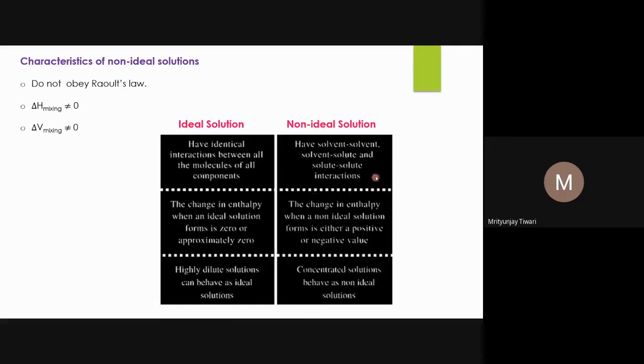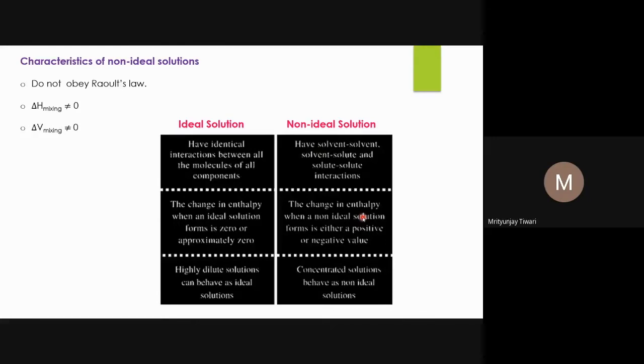In non-ideal solutions, these interactions will not be the same or equal; the solute-solute, solvent-solvent and solute-solvent interactions will not be equal to each other. In such a case, non-ideal solutions are formed. The change in enthalpy when an ideal solution forms is 0. This is what we have studied, or approximately equal to 0. And in the case of non-ideal solutions, the change in enthalpy is not equal to 0. It could be either negative or positive.